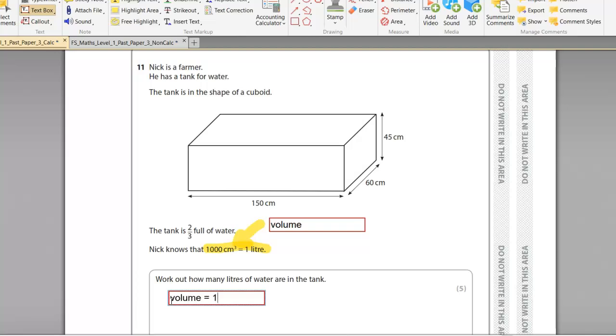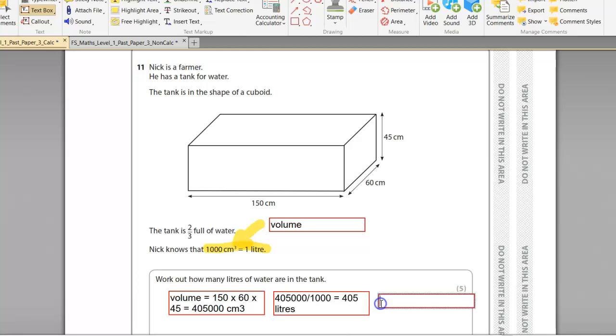Volume of a cuboid, of course, is the length times the width times the height. So if we multiply those three numbers by each other, we get 405,000 centimeters cubed. 1,000 centimeters cubed equals 1 litre, so 405,000 divided by 1,000 will tell you how many litres. So that's 405 litres. And the tank is 2/3 full.